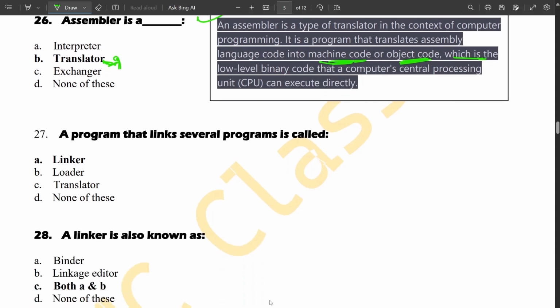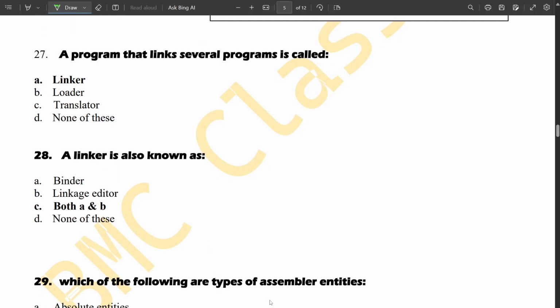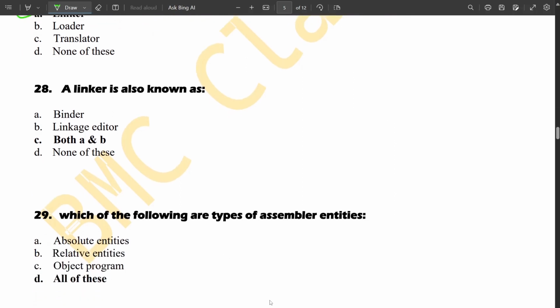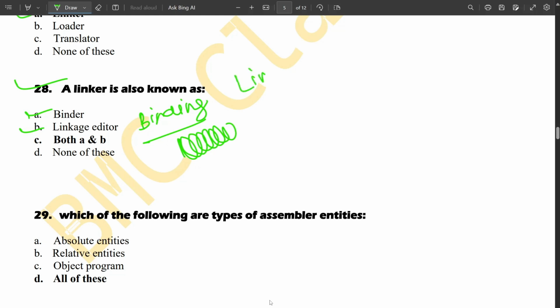Okay, a program that links several programs. One program links with many programs. So the answer will be linker. With the help of a linker, we link a program with several programs. Next, a linker is also known as what? Binder. Binding means we are combining things, and in the linker editor, the linker does both work, bind and link.